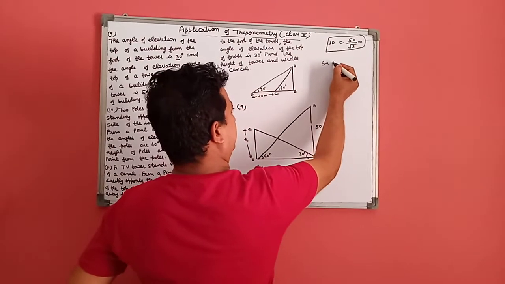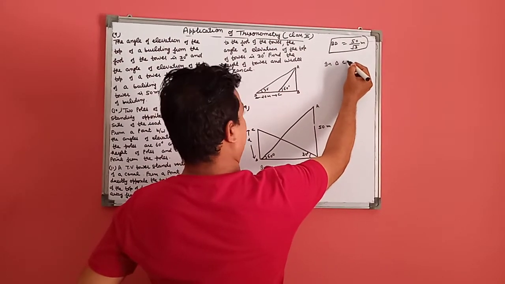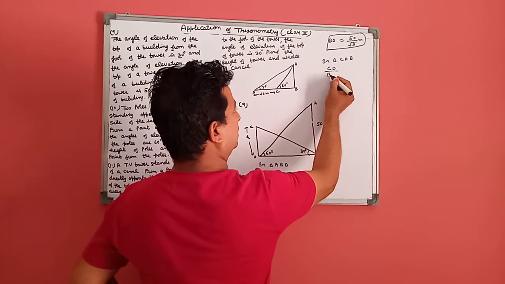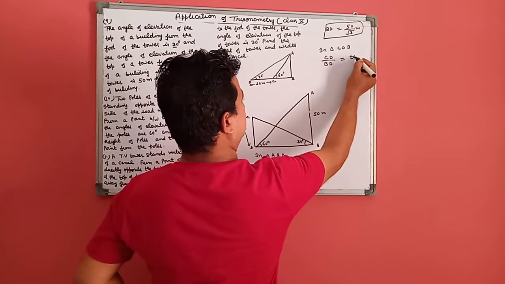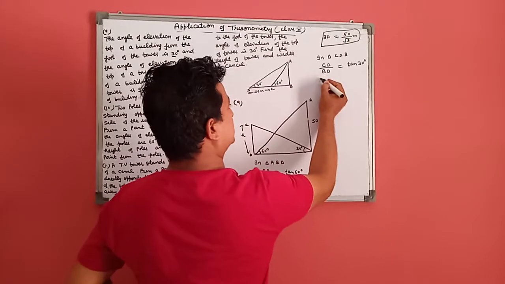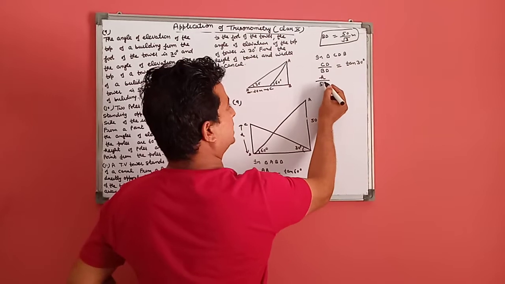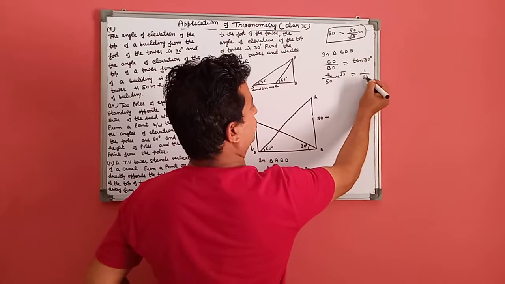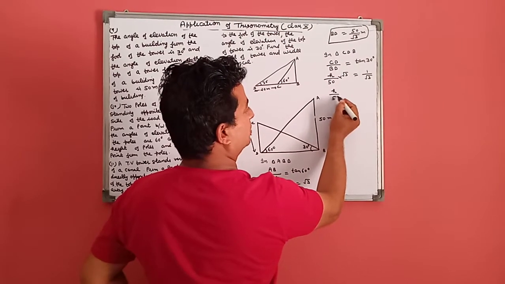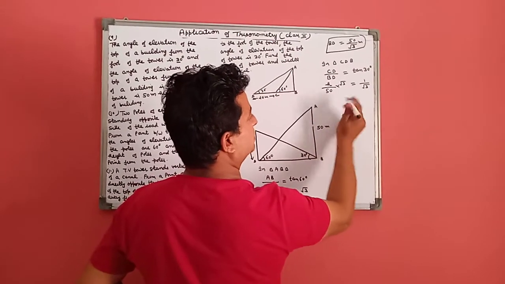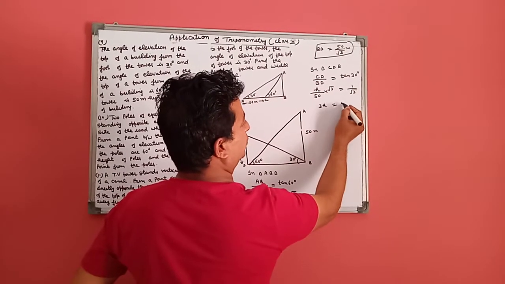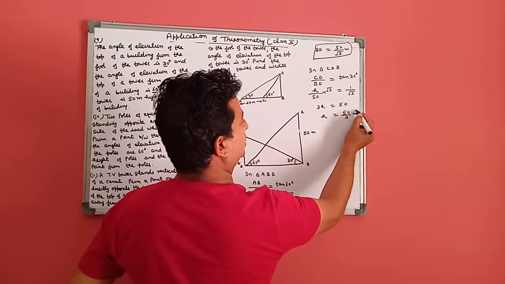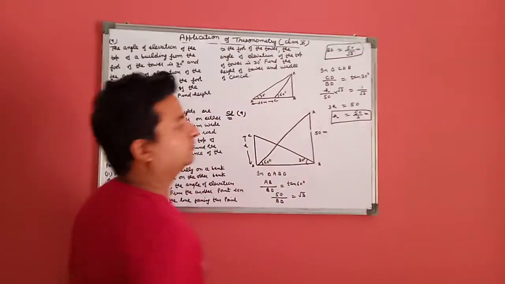In the second triangle, that is CDB, CD is the perpendicular, BD is the base, equal to tan 30. CD is H, BD is 50 upon root 3, equal to tan 30 is 1 upon root 3. When we cross multiply this becomes 3H equal to 50. So H is equal to 50 upon 3 meter. This is the height of the building.